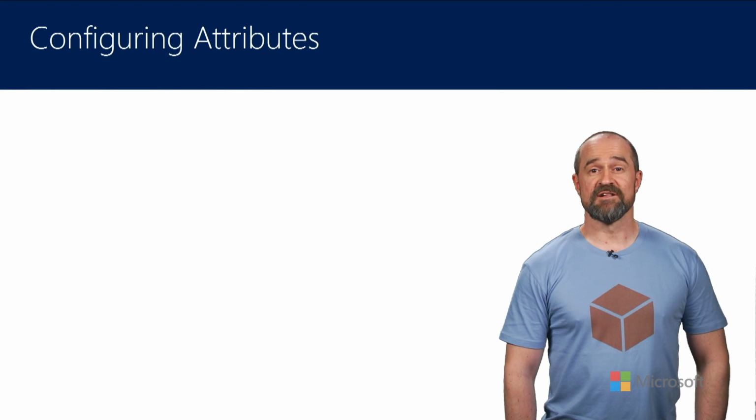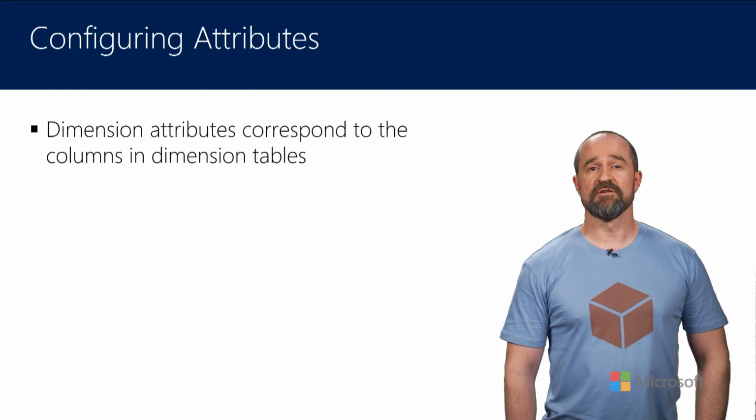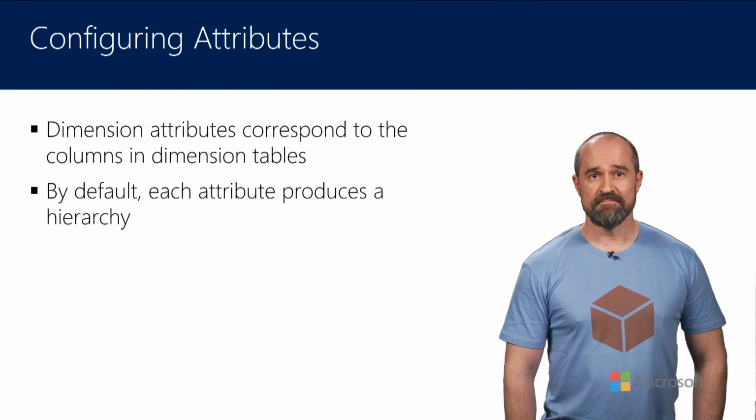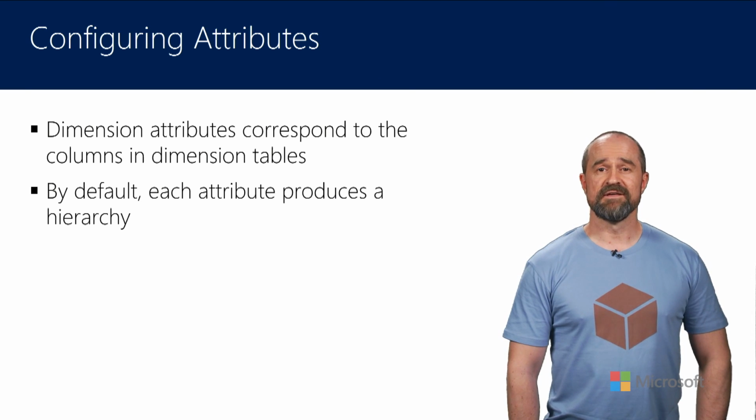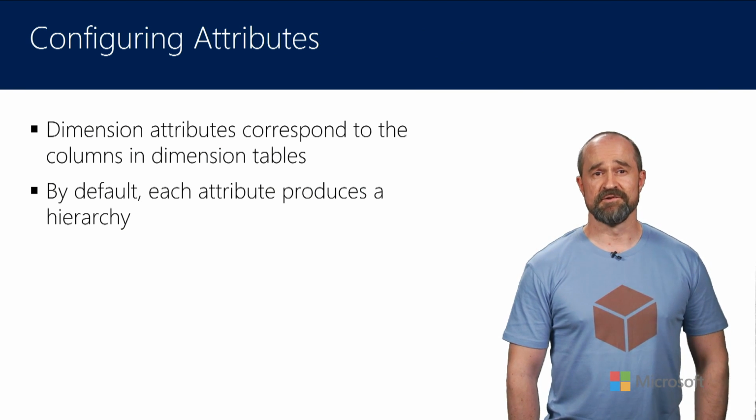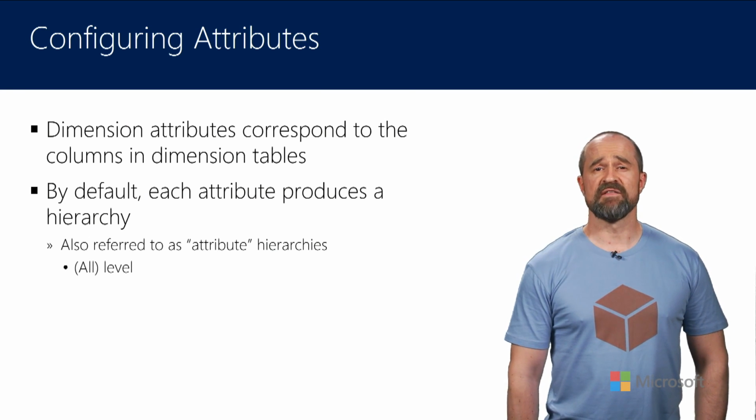The dimensions that you develop are attribute-based. Dimension attributes correspond to the columns in your dimension tables, and by default, each attribute will produce a hierarchy, albeit a very shallow hierarchy that by default has an all level, and then it has a single level containing the values of that attribute. These are often referred to as attribute hierarchies, and they will contrast from another hierarchy that we'll just introduce in short time.